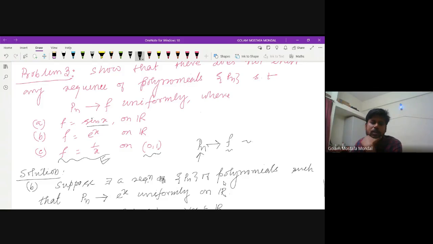But see that AB is true. True means for AB there exists a sequence of polynomials Pn such that Pn converges to sin x uniformly on any bounded subset of R. Okay, so check that.